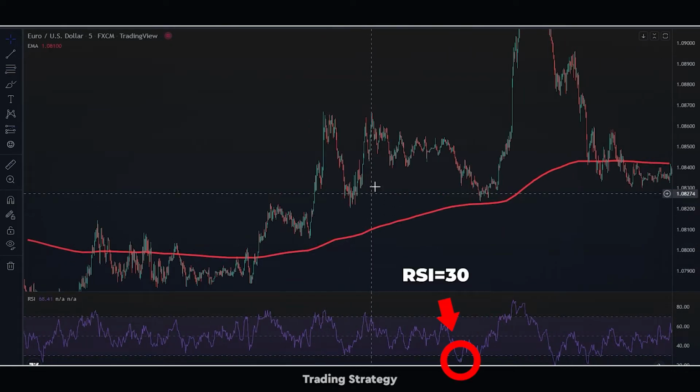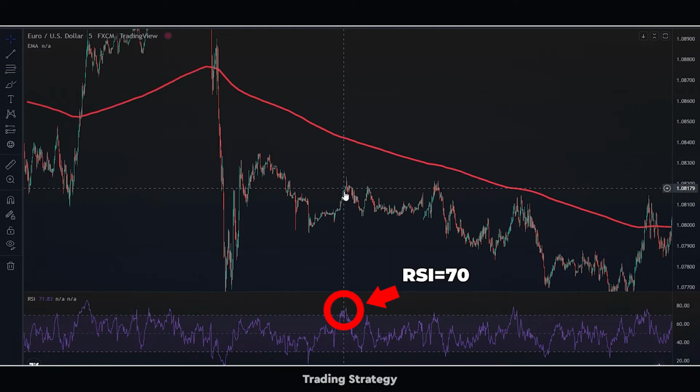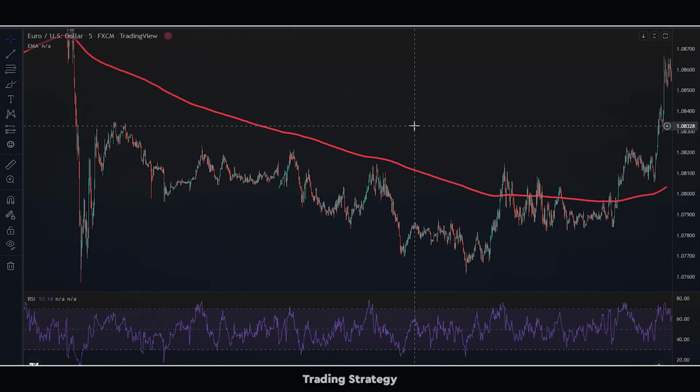In case we are going to open buy trades, we will open them when the RSI is at 30. In case we are going to make sell trades, we will open them when the RSI is at 70. Once we have bought or sold, we will leave the stop loss and take profit at 30 pips.